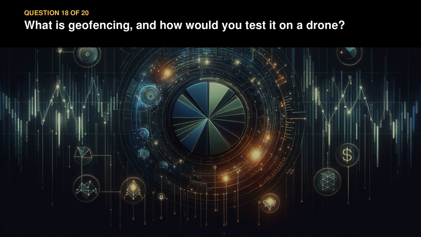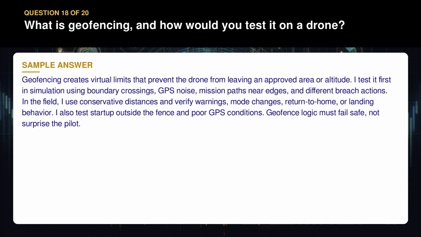Question 18. What is geofencing and how would you test it on a drone? Geofencing creates virtual limits that prevent the drone from leaving an approved area or altitude. I test first in simulation, using boundary crossings, GPS noise, mission paths near edges, and different breach actions. In the field, I use conservative distances and verify warnings, mode changes, return to home, or landing behavior. I also test startup outside the fence and poor GPS conditions.